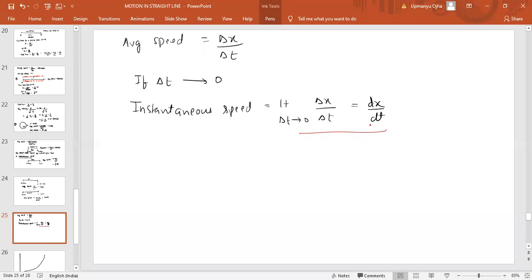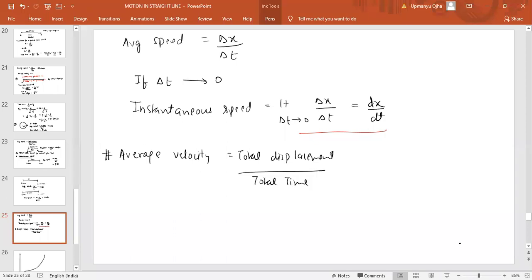Now average velocity. I'll tell you about average velocity. If the time interval is very, very small, then speed becomes instantaneous speed. Now, what was the average velocity? I explained to you what the average velocity was. Average velocity is total displacement by total time taken.